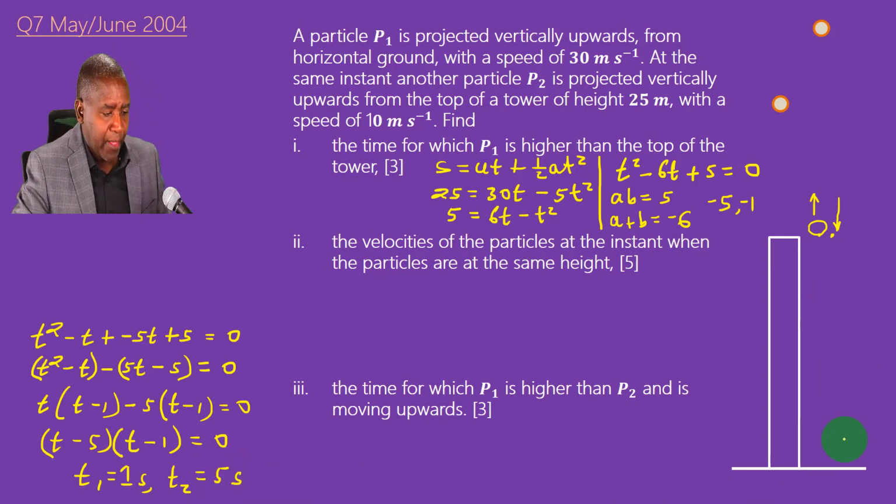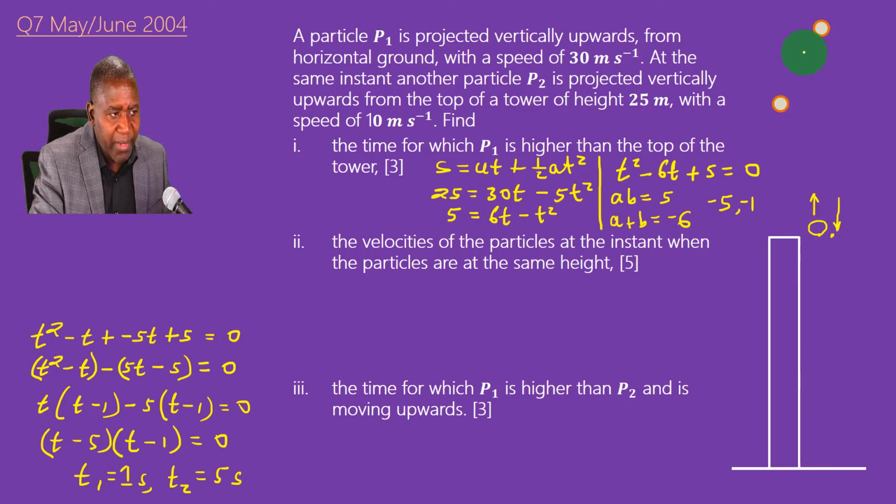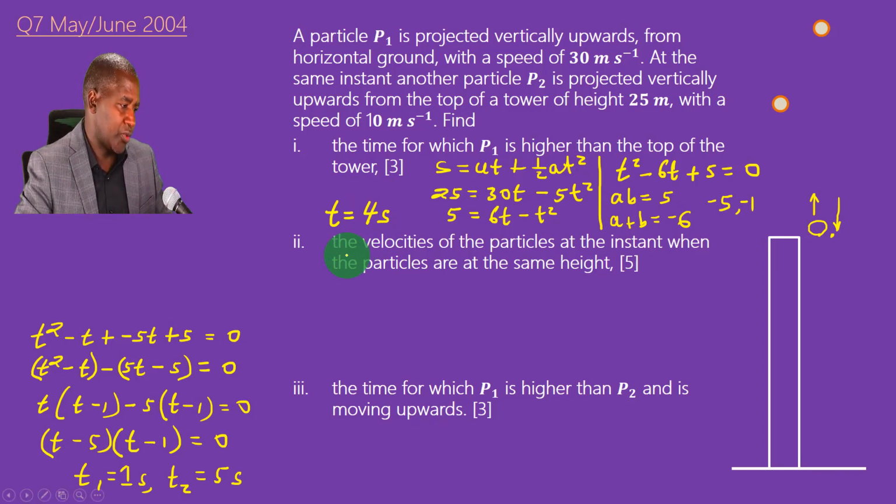Makes sense that it took 1 second to cover this 25 meters, and then it took 5 seconds to cover this distance all the way to maximum height and back to here. So the time for which P1 is above the tower is 5 minus 1, which is 4 seconds. So there are 2 times.